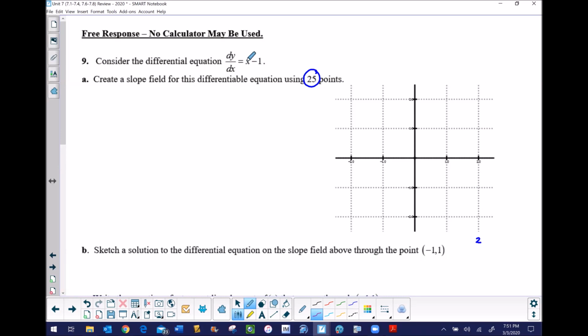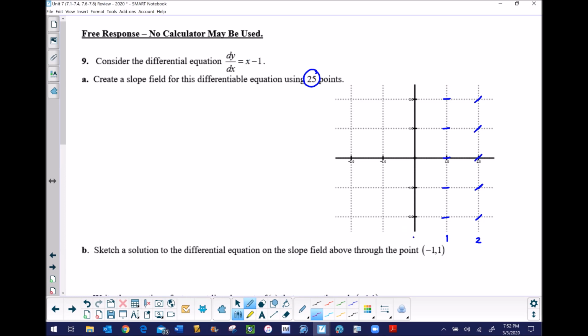So if x is equal to 2, what's the derivative each time? Well, 2 minus 1 is 1. So all you have to do is draw some little slope segments that look like they have a slope of 1. So bam, there's 5 of them done that fast. Okay, what about when x is 1? What do you got there? 1 minus 1 is 0. So these 5 are going to have a slope of 0. We're 2/5 done, right? We're 40% done.